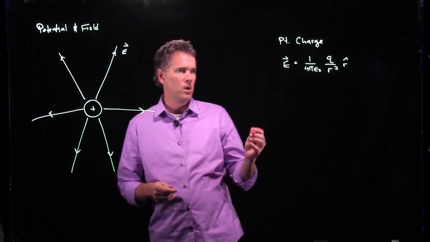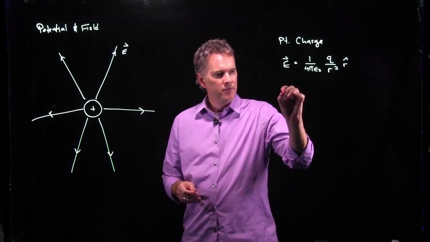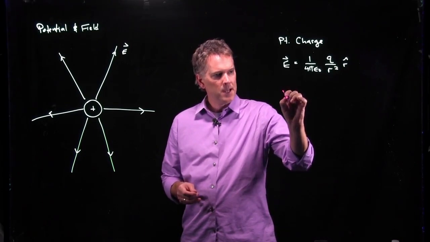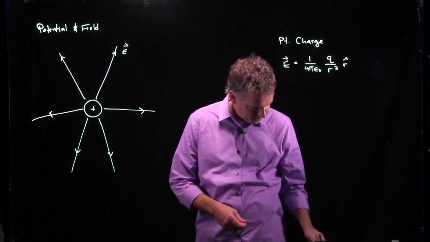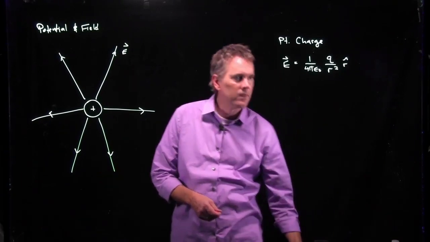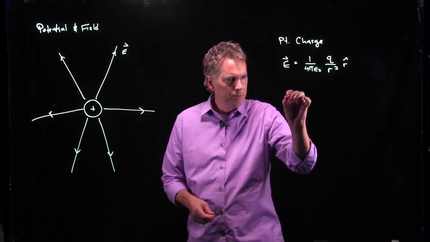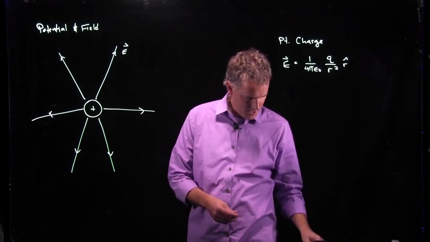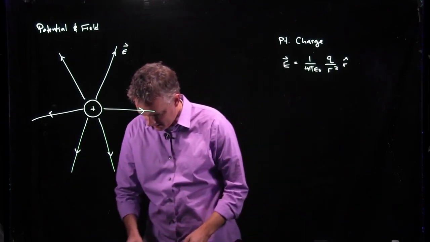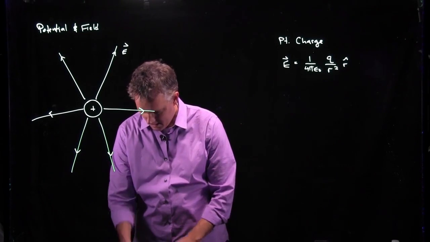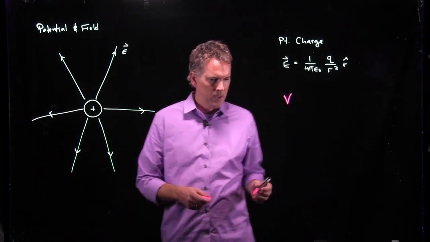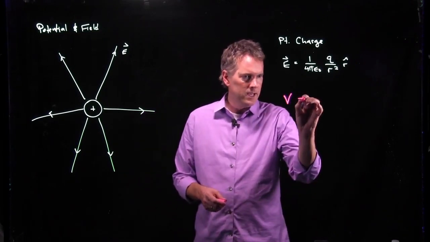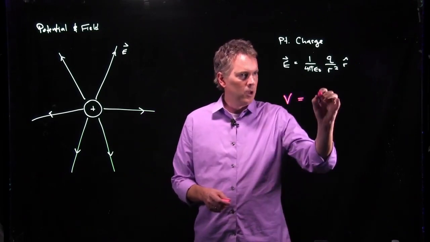Potential, we know, is given by V, and potential for a point charge, that pen's not working. Hold on, let me see if I can fix it up. Potential for a point charge V, let's try this one. There we go.